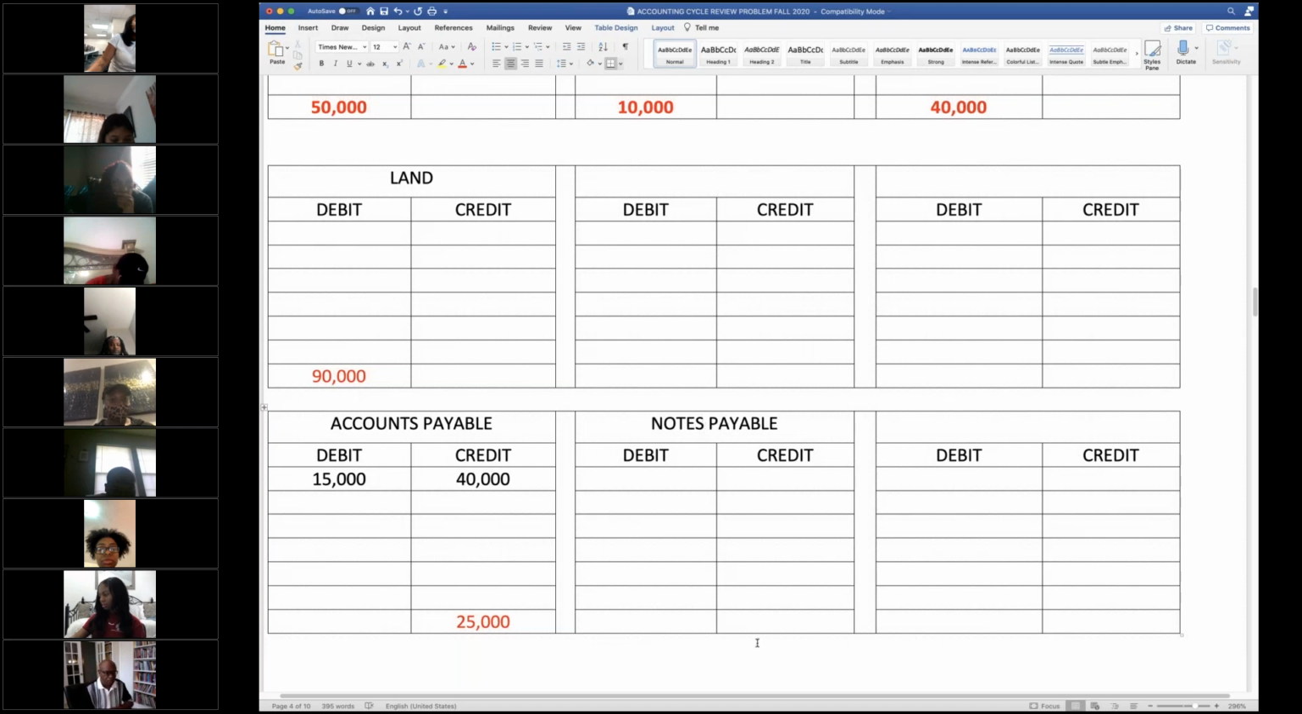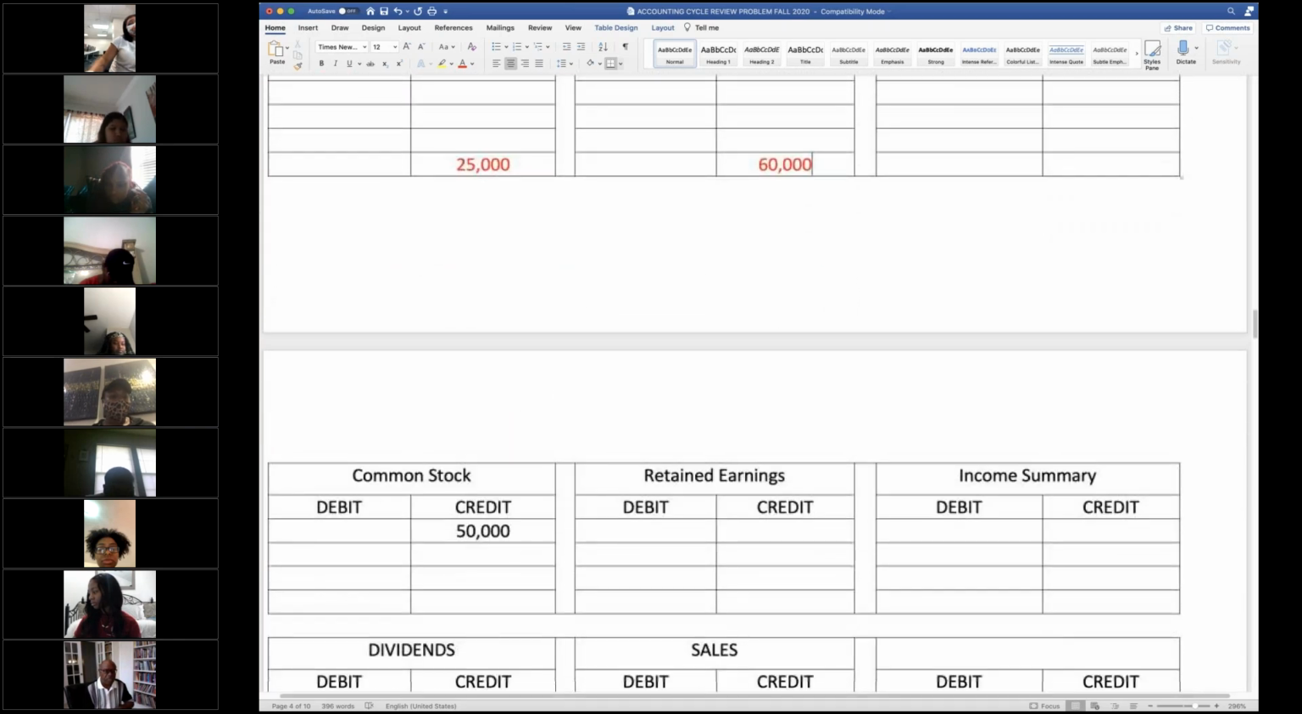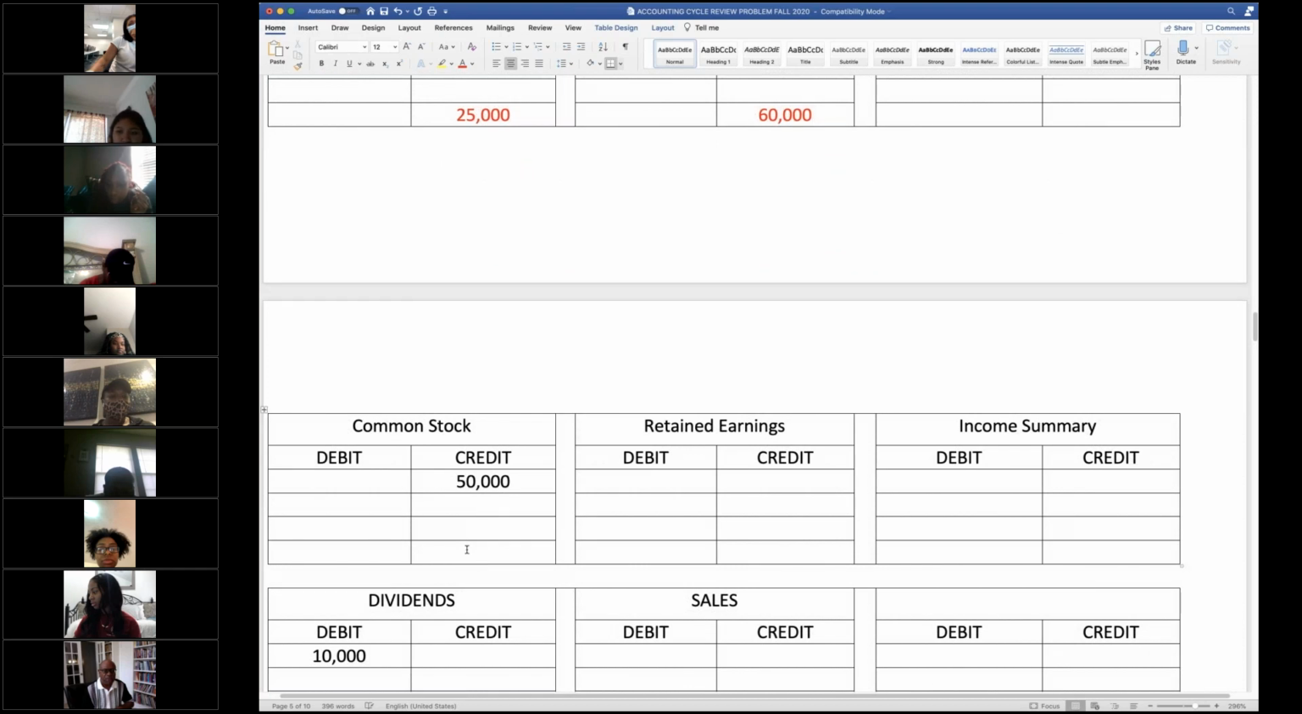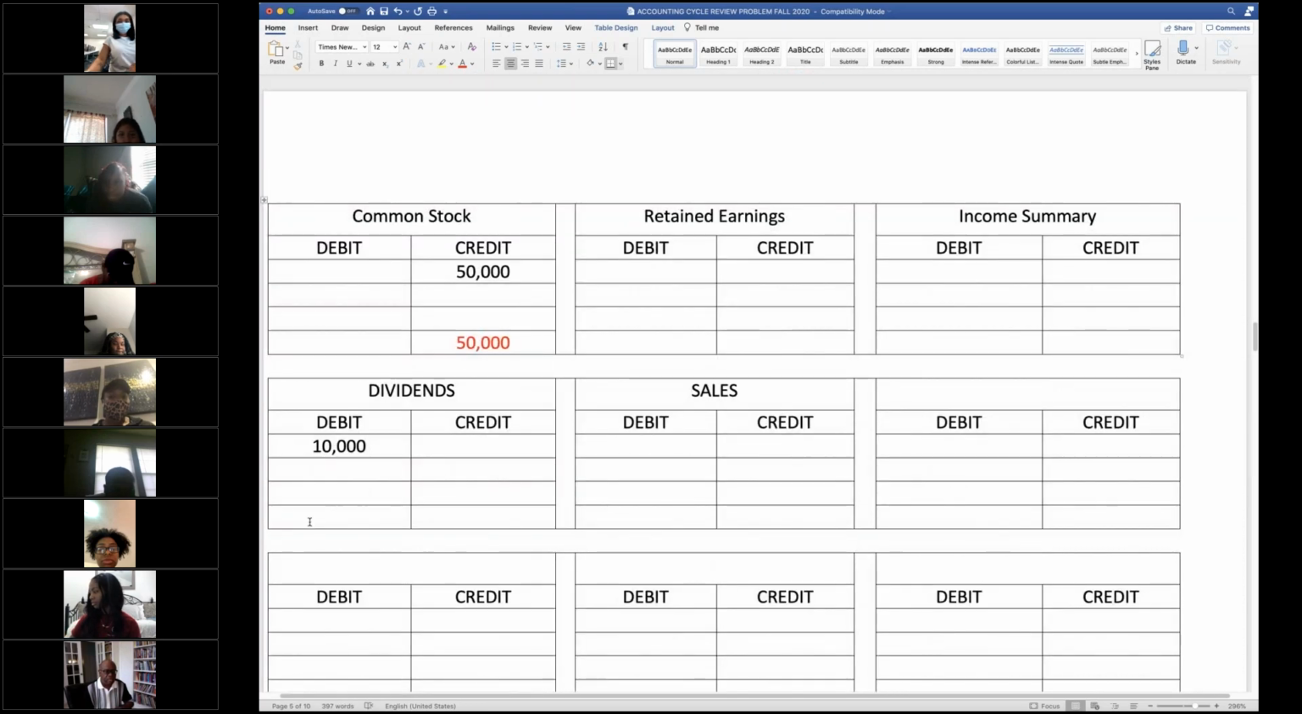Okay, notes payable. What's the balance in notes payable? Accounts payable is 25,000. How much is in notes payable? 60,000 credited. Common stock credit of what? 50,000. Dividends a debit of what? 10,000.